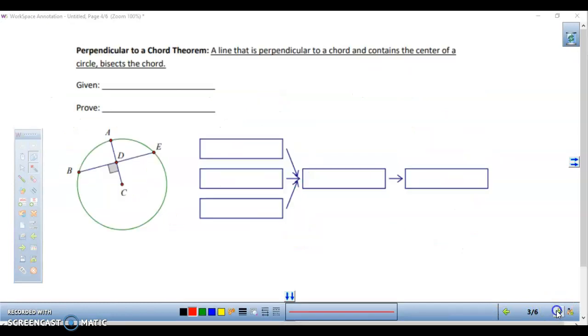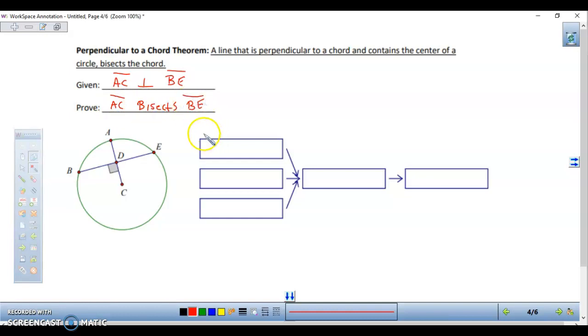Sweet. All right, so the next one's called the perpendicular to a chord theorem. A line that is perpendicular to a chord and contains the center of the circle must bisect the chord. So, given this diagram and this statement, here's what's given to me. A line that is perpendicular to a chord. So, I'm going to be given that line AC is perpendicular to line BE. And I want to prove that it has to bisect the chord. So I want to prove that segment AC bisects segment BE.